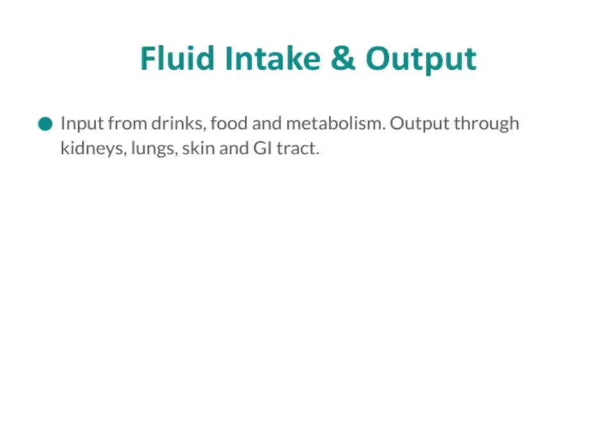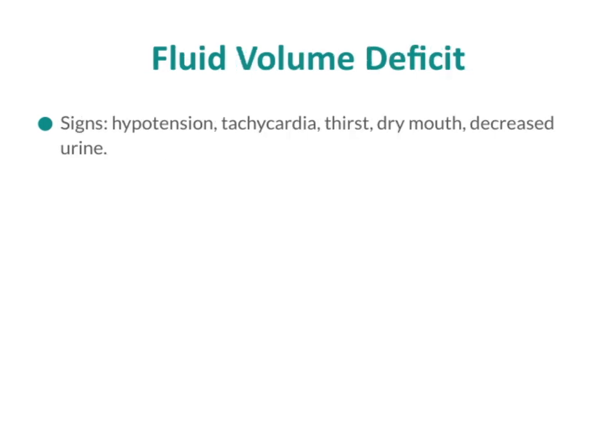Let's talk about how our bodies manage fluids. We take in liquids and food, which all contribute to our overall hydration and metabolism. Then, our bodies get rid of excess fluid through several routes. The kidneys filter it out in urine, the lungs release water vapor when we breathe, the skin lets it escape as sweat, and the gastrointestinal tract handles it through digestion. It's a delicate balance, constantly working behind the scenes to keep us in equilibrium. When the body loses too much fluid, we call it fluid volume deficit.